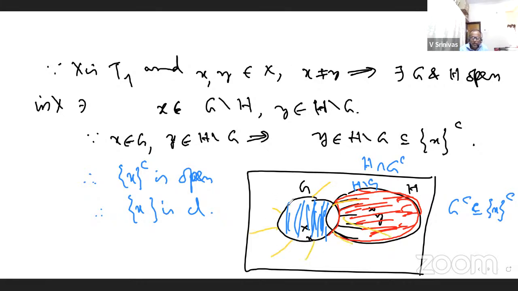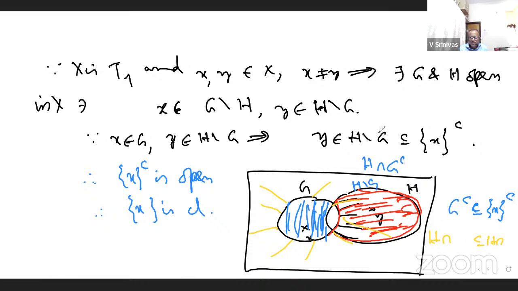G complement is the yellow color. That is a subset of singleton x complement. You delete this single point x. So singleton x complement is larger. Now you intersect this with H. So H intersection this is contained in H intersection this. That's how this is open.